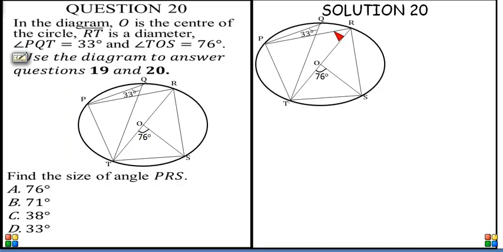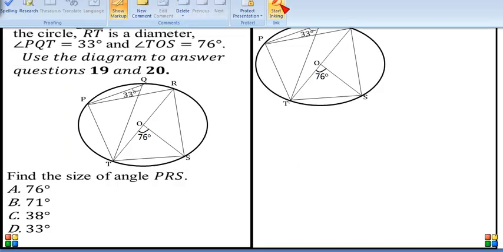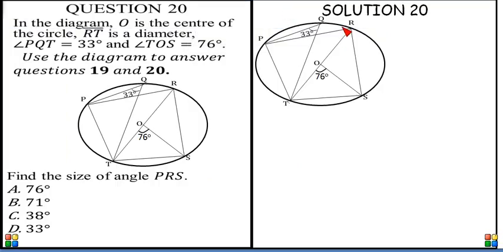That is this angle here. We want to find the size of this angle, and that comprises two angles. That is this angle. We found that one to be 33 degrees in question 19. You should remember we said angle R is subtended by arc PT at the circumference, and this angle at Q, that 33 degrees, is subtended by arc PT also at the circumference.